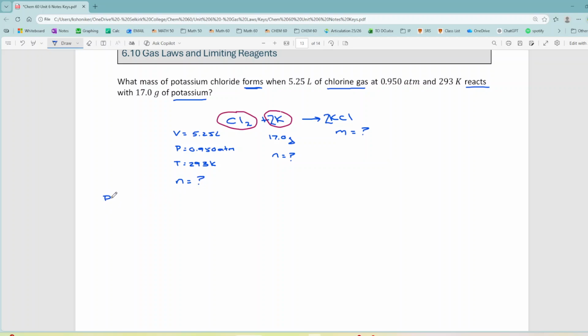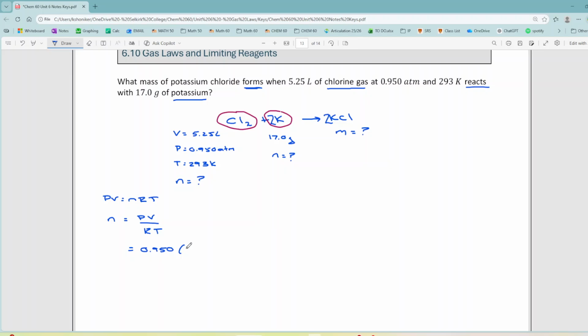So again, we've got PV equals nRT. And so we're going to solve for n by doing PV divided by RT. So my pressure is 0.950 atmospheres. I don't need to put my units into my equation. My volume is 5.25 liters. My R value is a given, 0.08206. And my temperature is in kelvins, so I can put it straight in.